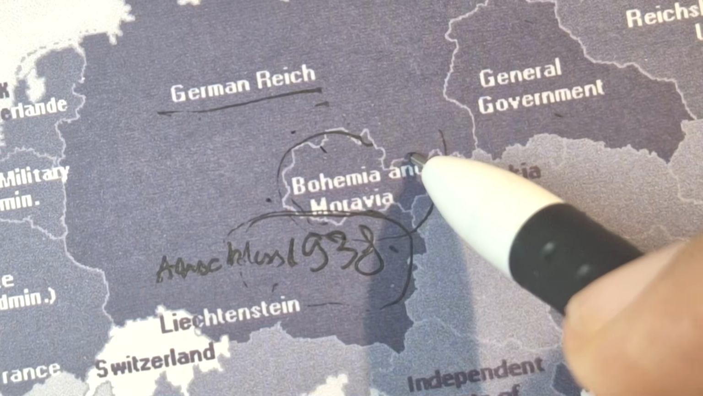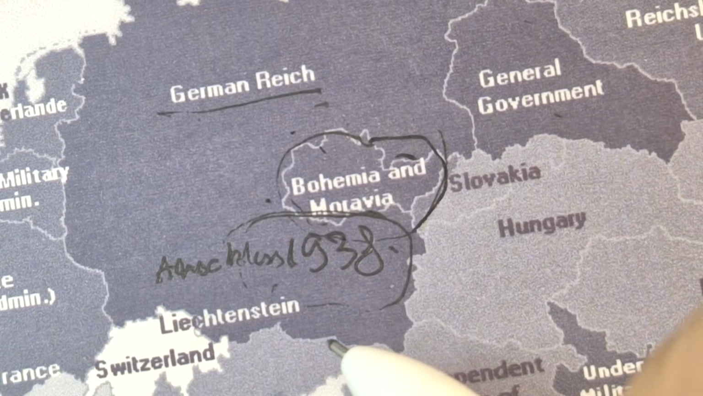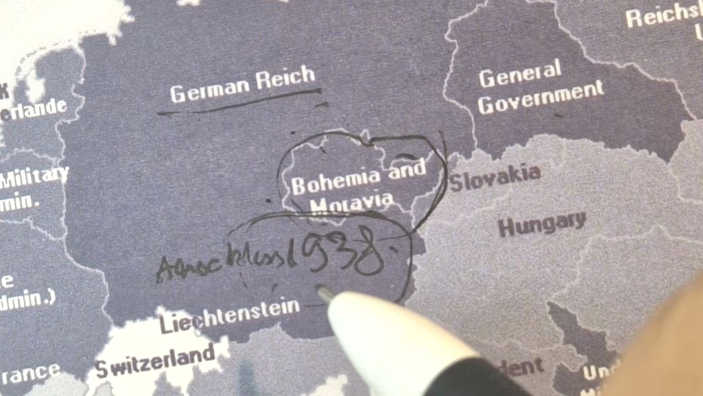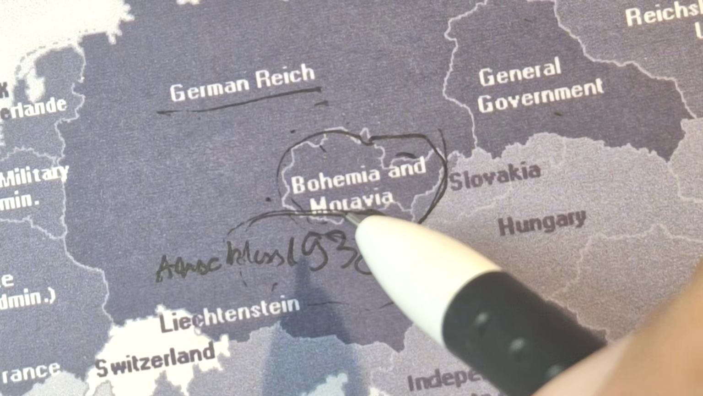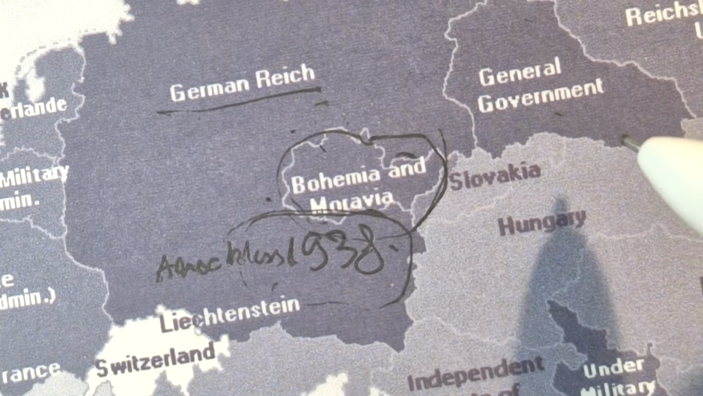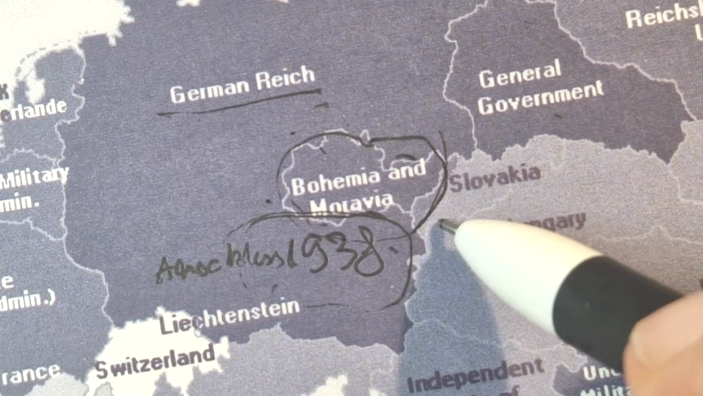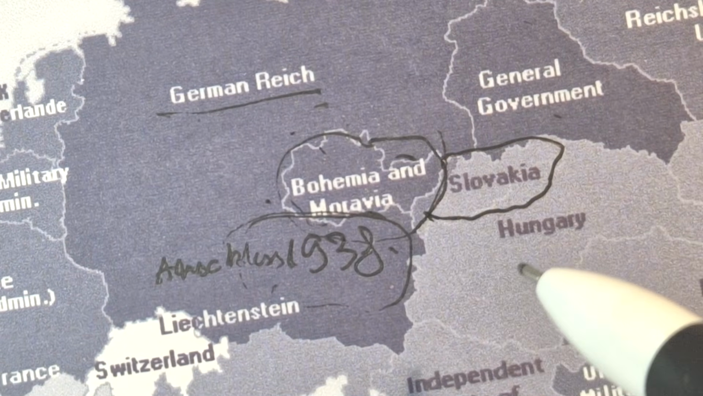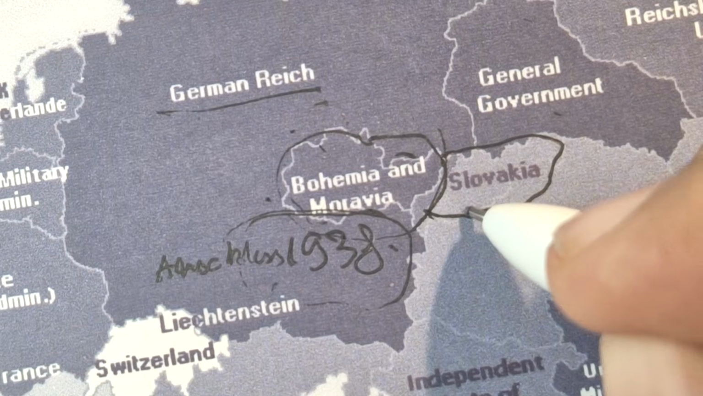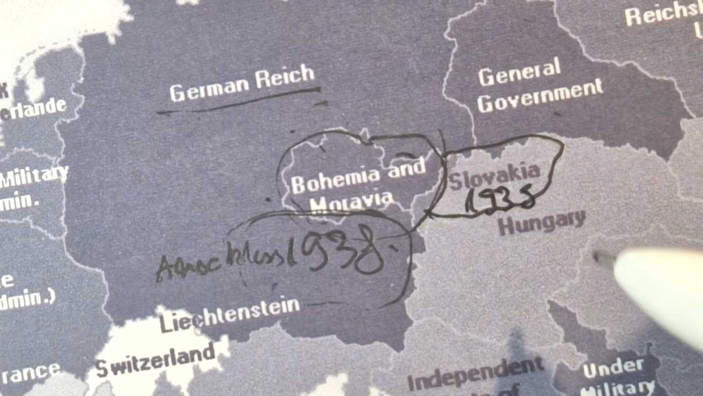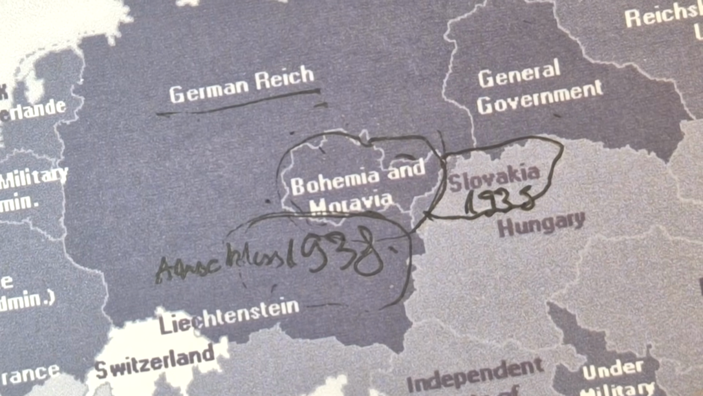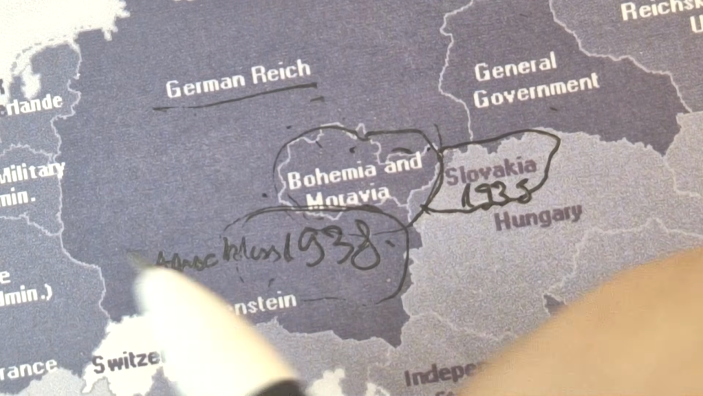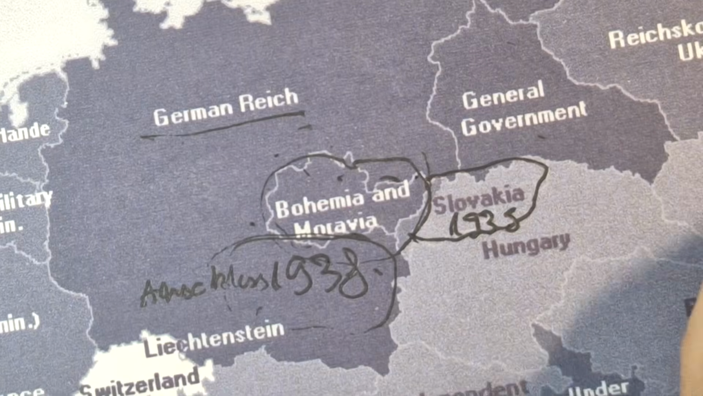Well, in 1939, the entire Czechoslovakia was fully occupied, and Germany started to dismember the state, and Slovakia became a German puppet state in 1939. Czech lands become the Protectorate of Bohemia and Moravia.